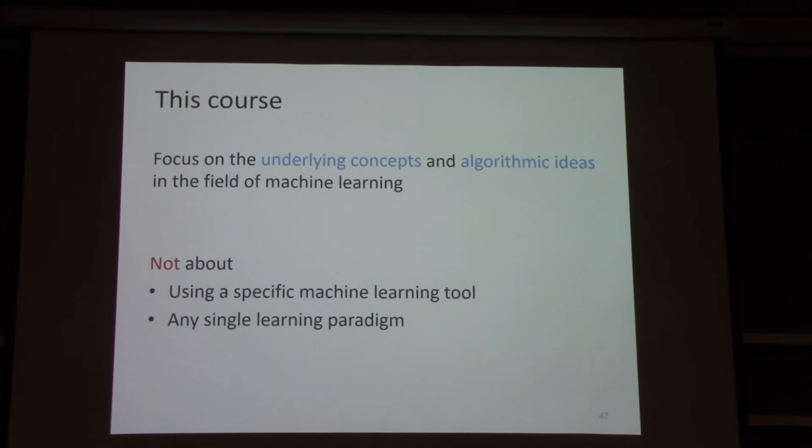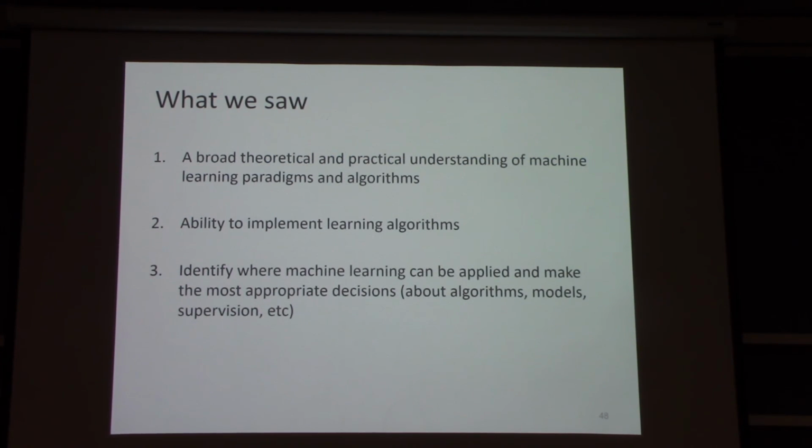This course, just to remind you, is focused on the underlying concepts and the algorithmic ideas. It's not about any one learning algorithm. I hopefully did not bias you by saying this one learning algorithm is always better than the other. It's not about one learning paradigm, it's about a way to think about learning. So what we saw was a broad range of theoretical ideas and good practical aspects of machine learning. Hopefully, you now have some confidence in your ability to implement learning algorithms. And maybe you don't have to implement learning algorithms in the future, but even then, if you take an existing implementation, you can reason about it and maybe make some tweaks to it so that it fits your problem.